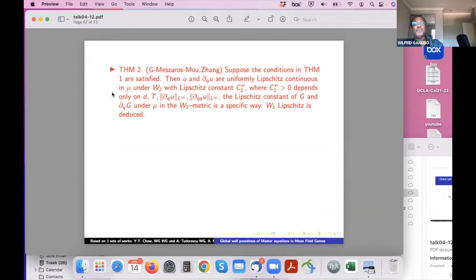Another result we state in the same work. I am making assumptions stronger than the assumptions we made in that work because I am trying to be brief and not too technical. We can show that U and the gradient of U with respect to q are uniformly Lipschitz continuous in mu under the W2 metric, with a Lipschitz constant which depends on an expression involving only dt, the gradient of U with respect to q, and the second gradient of U with respect to q, and also constants which depend on G and the gradient of G. That is not enough for our whole study. We will need to deduce W1 Lipschitz property, which we do later.